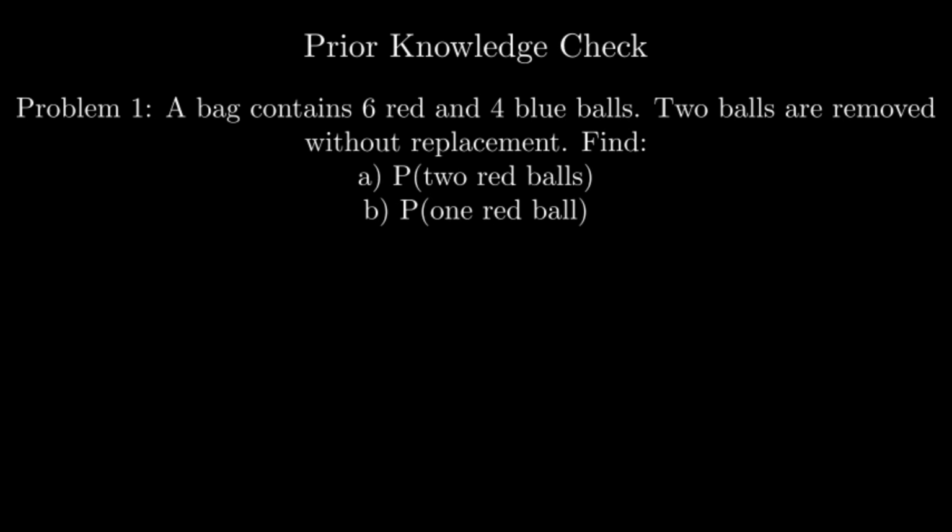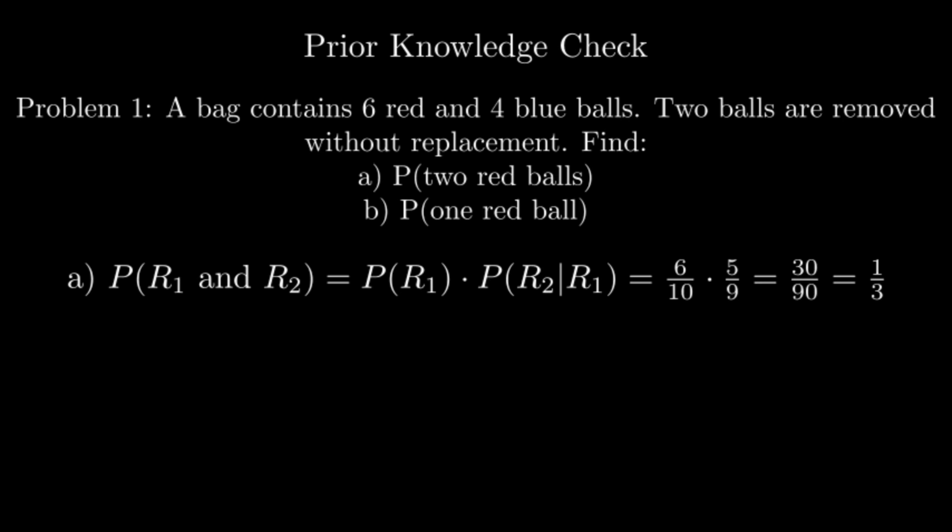For part A, the probability of the first ball being red is 6 out of 10. Since we don't replace it, there are now 5 red balls and 9 total balls left. So the probability of the second being red is 5 out of 9. To get the probability of both events happening, we multiply these probabilities together. 6/10 times 5/9 gives us 30 over 90, which simplifies to 1/3. So the probability of drawing 2 red balls is 1/3.